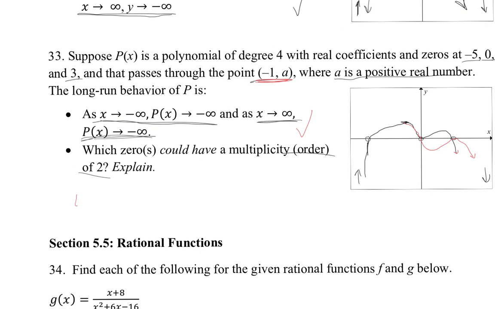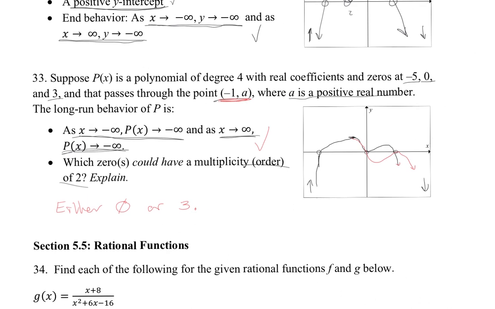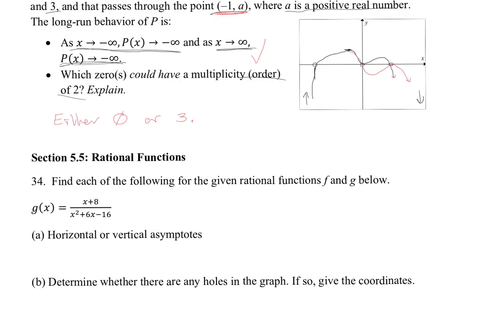So that means that either 0 or 3 could be our double roots. And that's just because we know that it cannot be -5, but the other 2 are non-restricted. That again is just because if we hit -5, we have to go through this point, but if we go up through -5 and bounce, we will never be able to hit that point if it had multiplicity of 2. So there we go. On to number 34.